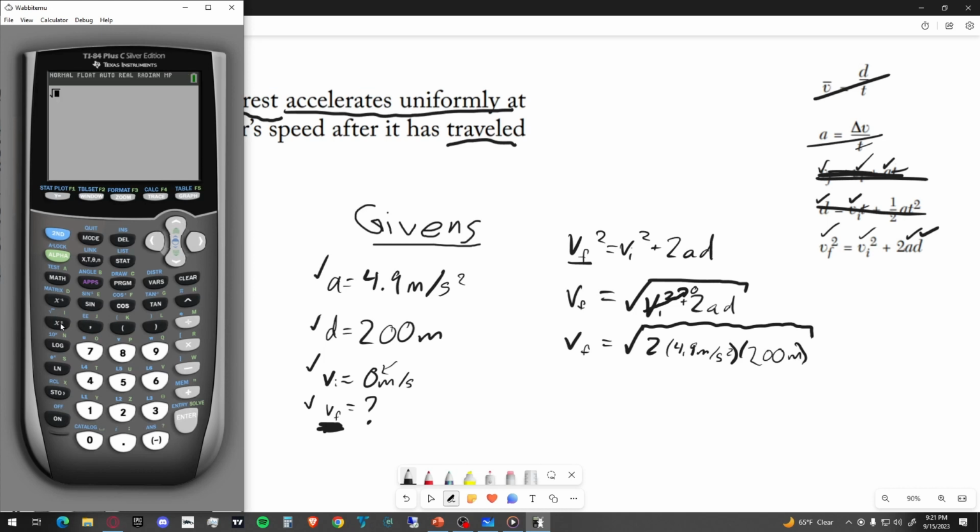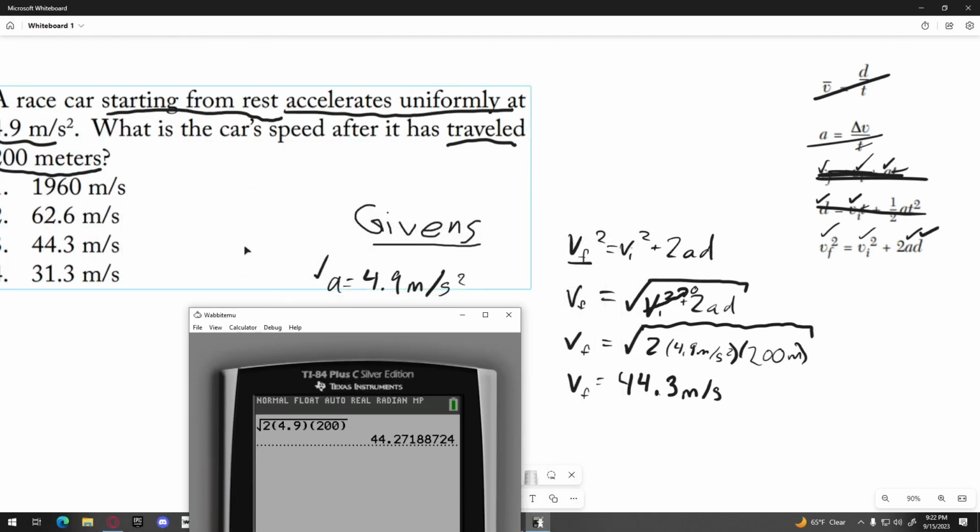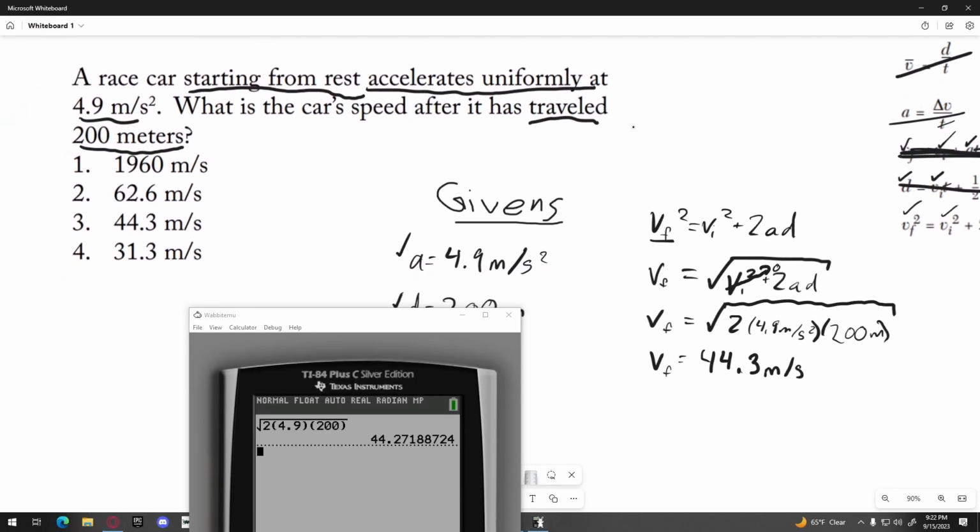I can do the square root of 2 times 4.9 times 200. Once I find that, I have my final velocity is equal to 44.3. What's our unit for velocity? Meters per second. 44.3 meters per second. Look at that. Let me just box my final answer. Good practice. Number 3.